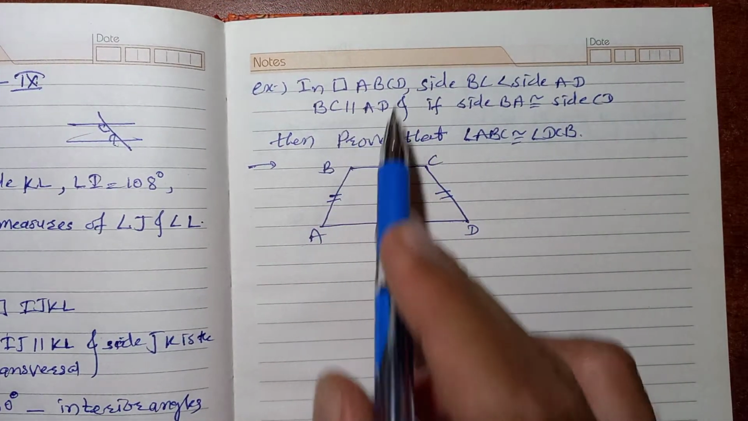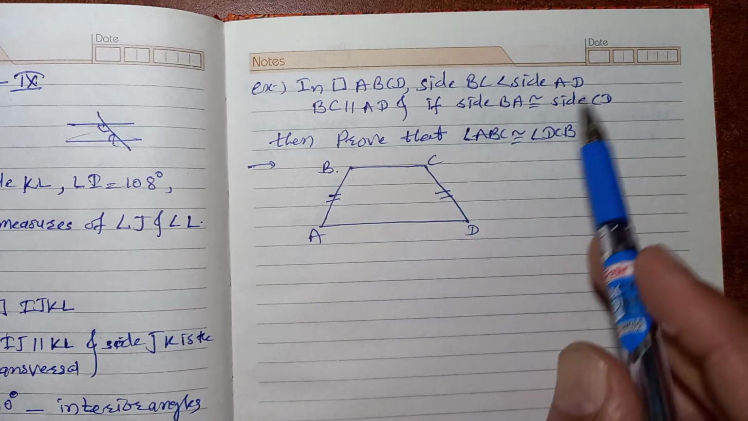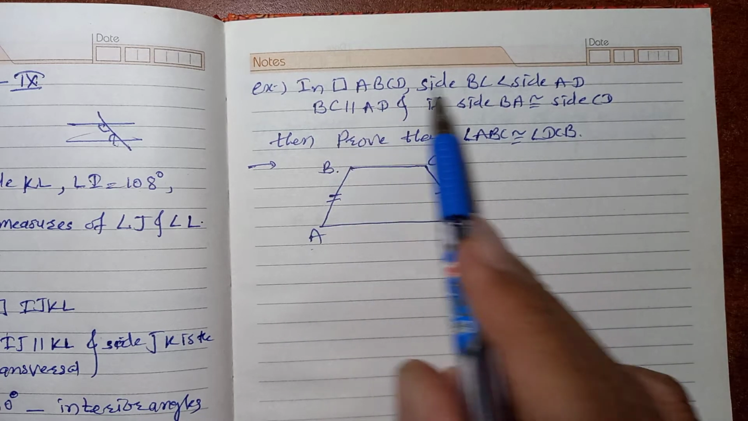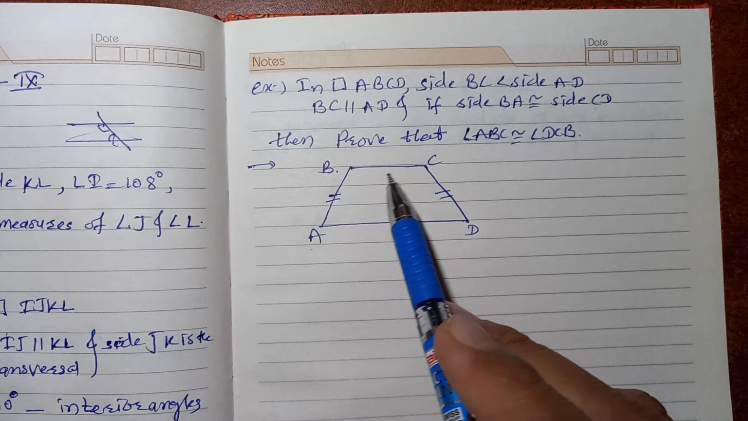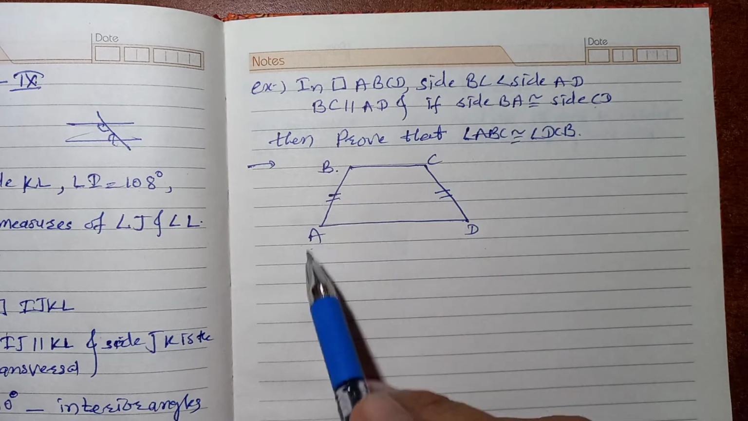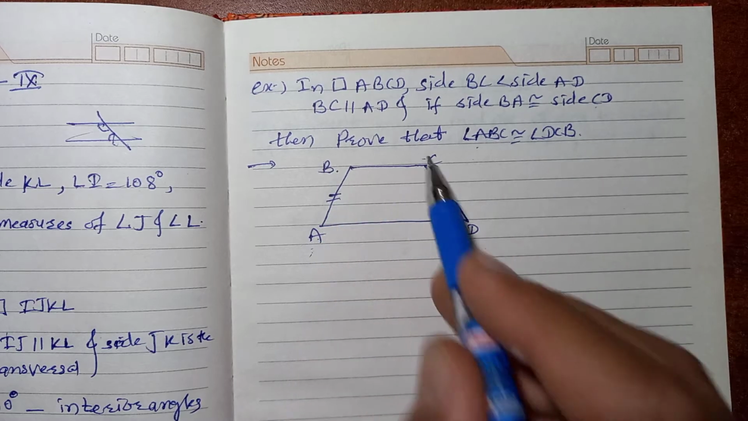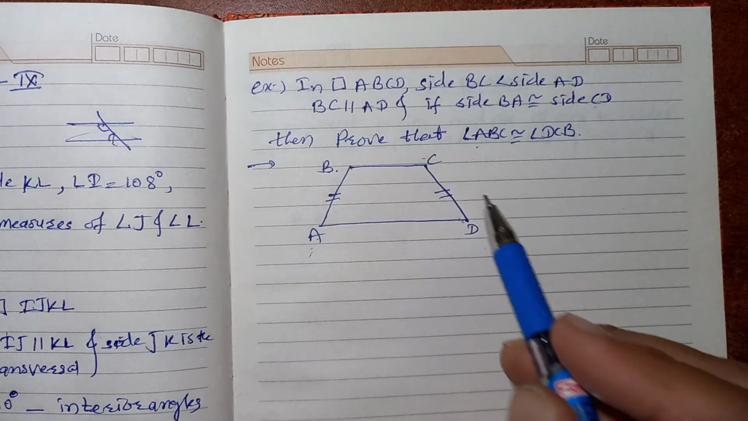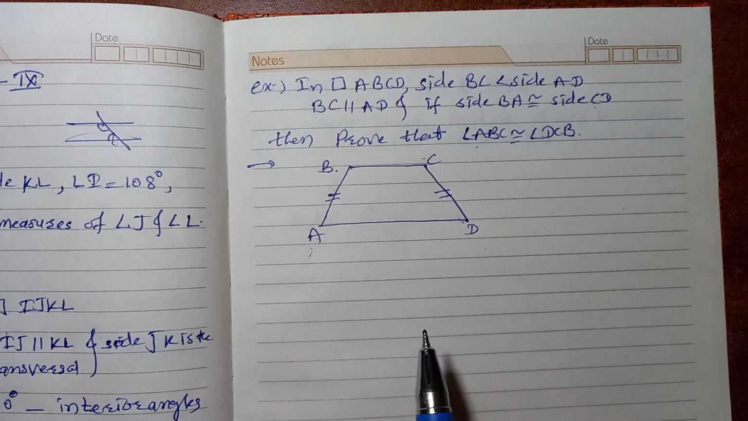Here quadrilateral ABCD. Side BC is smaller than AD, and BC is parallel to AD. Whatever the condition, see the diagram. The diagram is not given in the example; you have to draw it using this. Side BA is congruent to side CD. Then we have to prove angle ABC is congruent to angle DCB. Now what type of trapezium is this? These two sides are congruent and non-parallel. Already you have written the definition, that is an isosceles trapezium.